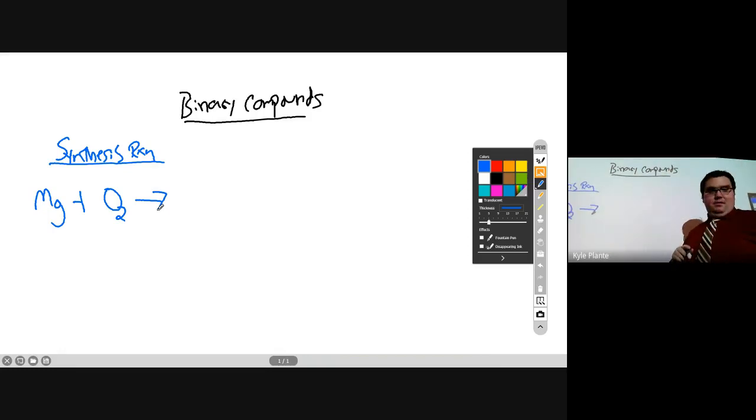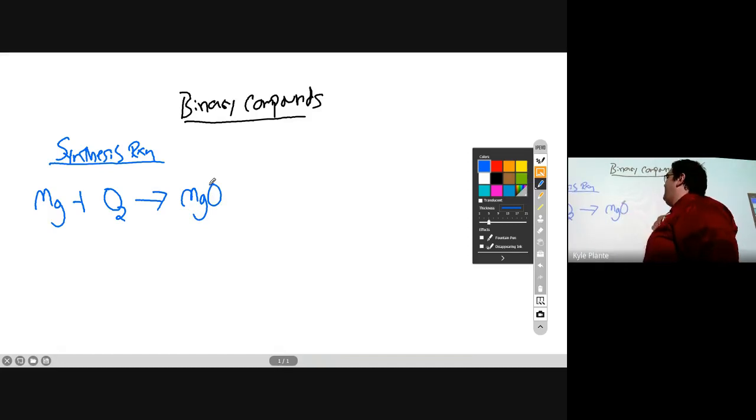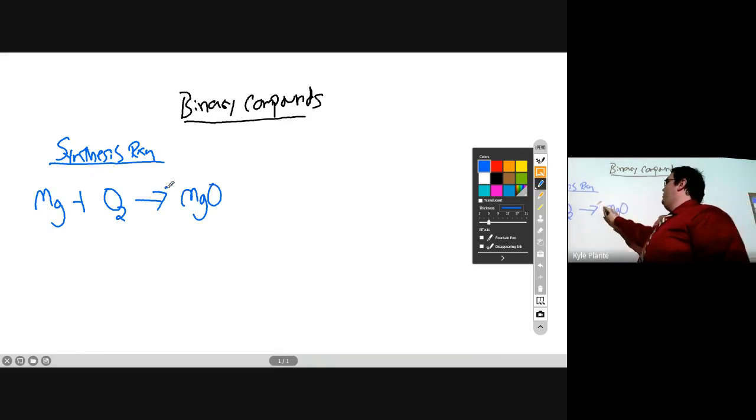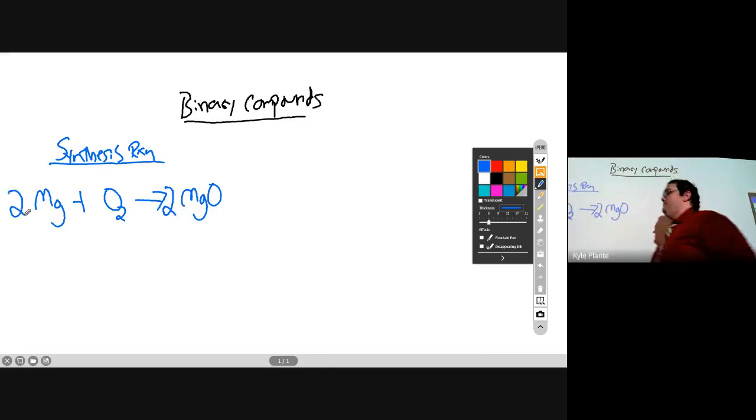Magnesium and oxygen. If we look at our periodic table, we see the charge on oxygen is -2, and the charge on magnesium is +2. So we just need one of each. They form MgO, magnesium oxide. We're not done, though. We have to balance this equation. Two oxygens there, only one oxygen here. So we need to make sure we have a 2 in front of that and a 2 in front of that to balance that. So that's the synthesis reaction for magnesium oxide.